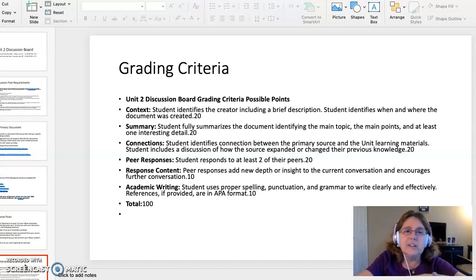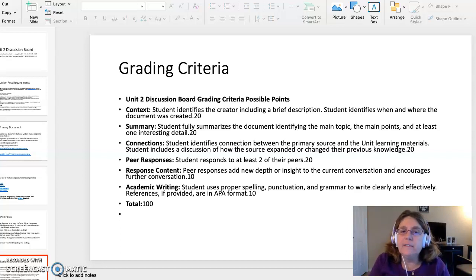So the context section, student identifies the creator, including a brief description. Student identifies when and where the document was created. My comments, however many points out of 20. Summary, student fully summarizes the document, identifying the main topic, the main points, and at least one interesting detail. My comments, however many points out of 20.